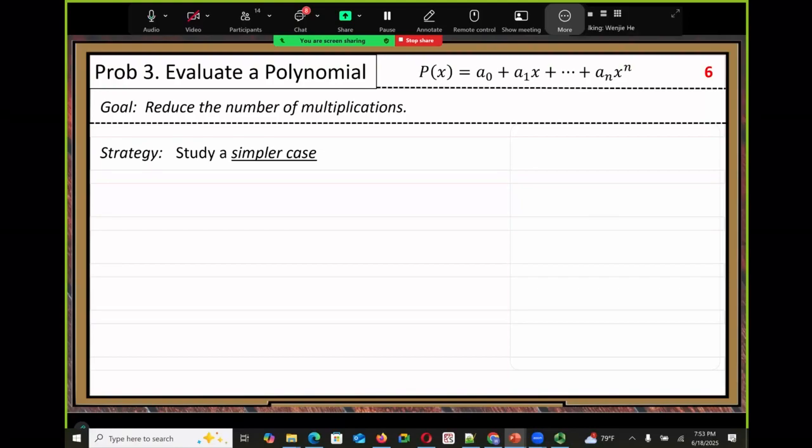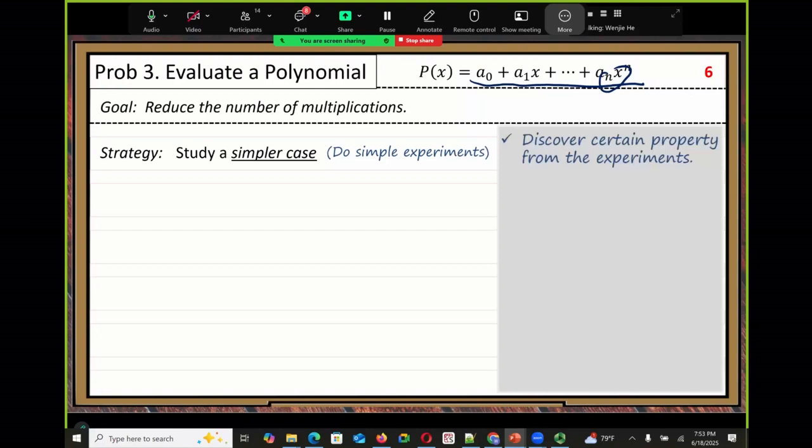So we use the strategy: we want to study a simpler case. If we work on this formula directly, it is too hard, we have no idea. We don't know how to reduce the number of multiplications. Now, in order to make our work easier, we want to study a simpler case. So what is the simpler case? We choose a relatively small n number here. Do simple experiments.